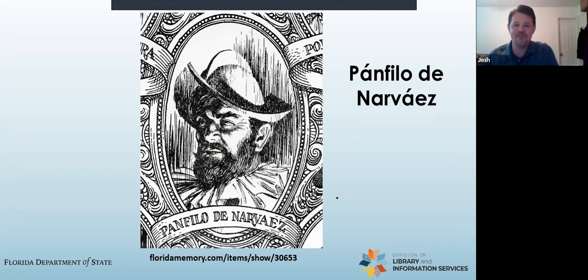Ferdinand II dies in the period between the time that Ponce tries his attempt and the time that Narvaez goes. And the new guy is King Charles V, who also happens to be the Holy Roman Emperor at this time. And he grants Narvaez the title of Adelantado and gives him the mission of exploring and colonizing Florida. So in 1527, an expedition leaves from Spain and heads over to Florida.